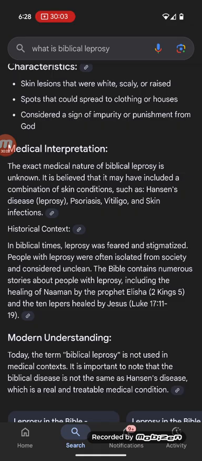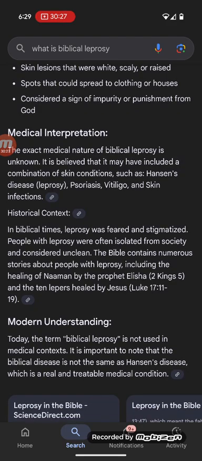It says, in biblical times, leprosy was feared and stigmatized. People with leprosy were often isolated from society and considered unclean. So even when Miriam had been given the leprosy, she had to sit outside the gate. She couldn't stay. She had to stay outside the camp.